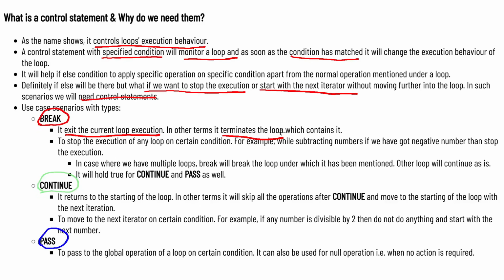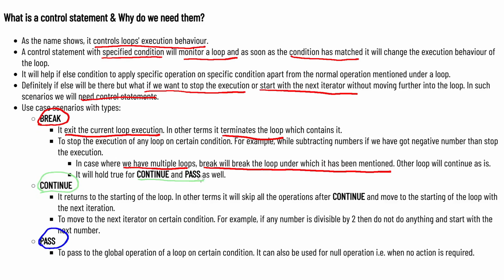One thing to note here is, let's say I have more than one loop, multiple loop statements. Wherever we have applied this control statement, it will be applicable to that particular loop only, and the other loops will continue as is. If we have multiple loops, break will break the loop under which it has been mentioned, and the other loops will continue as is. The same thing is applicable to both the continue and pass control statements.